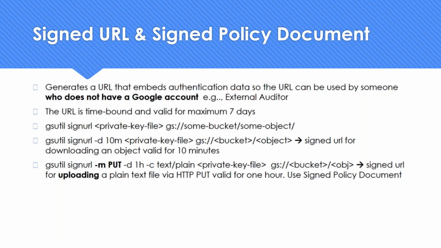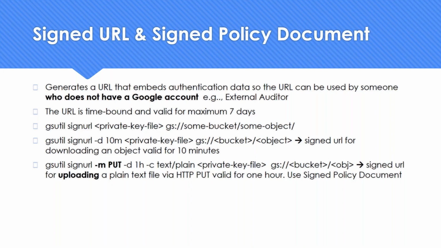So if the audit process is for 5 days, what you can do is generate the URL for 5 days. After 5 days is over, the URL is going to automatically expire. A time bound URL. Basically, if you want a time bound URL, signed URL is a good choice.